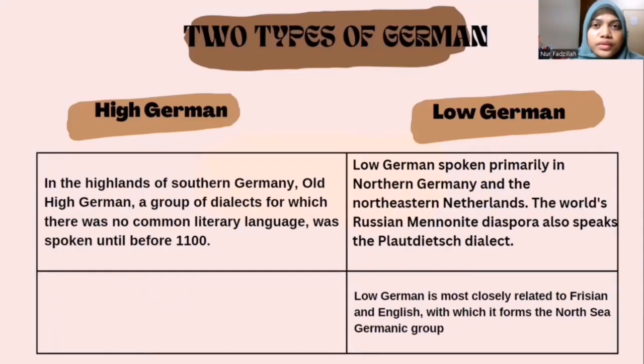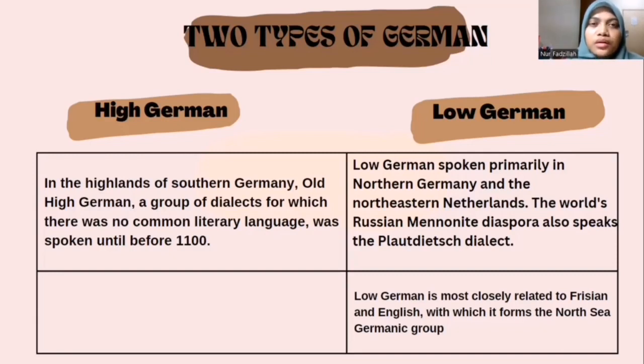In German, we have two types, which are High German and Low German. High German is mostly the common literary language we know now, which was spoken up until before 1500. Low German is spoken primarily in northern Germany and the northern East Netherlands. Low German is also known as Plattdeutsch dialect. It is also spoken by the Russian Mennonites, other than in northern Germany and northern East Netherlands.